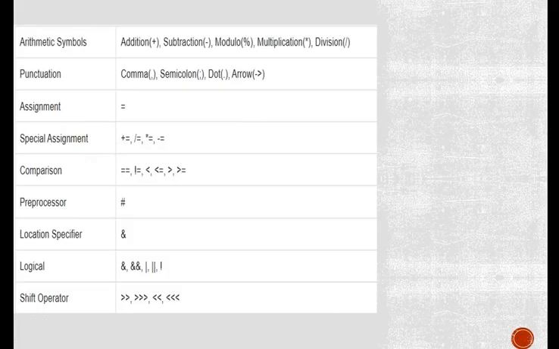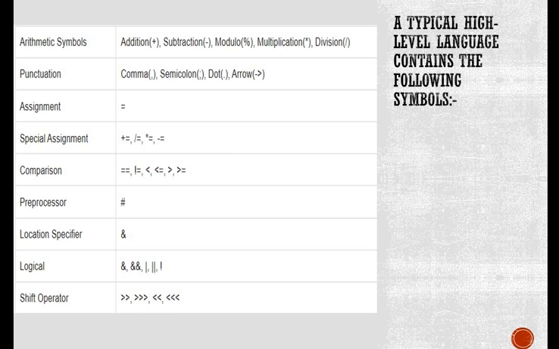Then again, what else do we have in a programming language that can be used as a token? Special symbols. So these are some typical high-level language symbols. A typical high-level language contains the following symbols: arithmetic symbols, punctuation, assignment, special assignment, comparison, preprocessors, location specifiers, logical operators, shift operators, etc. These are some typical special symbols, although we have a lot of other special symbols as well.